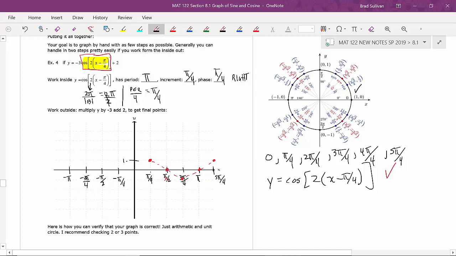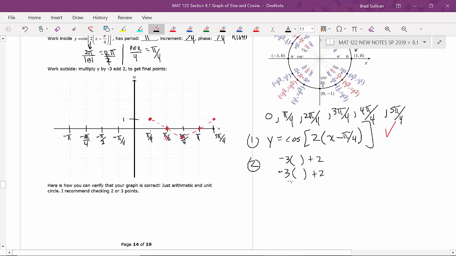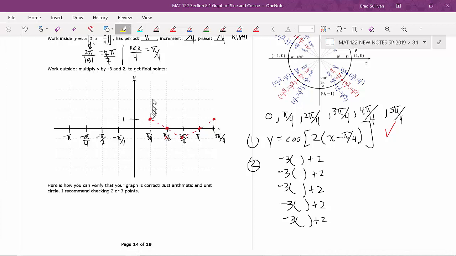All right. So the second stage is we're going to multiply the y values on here by -3 and add 2. So -3 times the y plus 2. We're going to transform those 5 key points that we've already done like this. I'm going to highlight these points, and let's look at the y values of each of those points. We've already got the phase shift and period taken care of. The period came from changing that increment and how we label the x-axis, see?